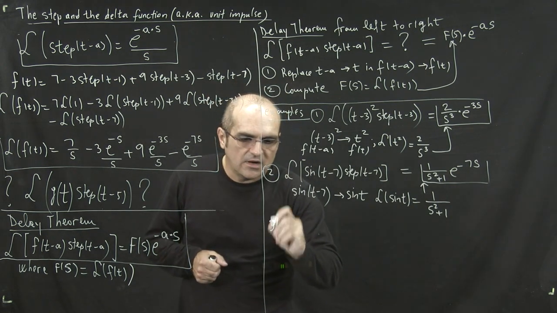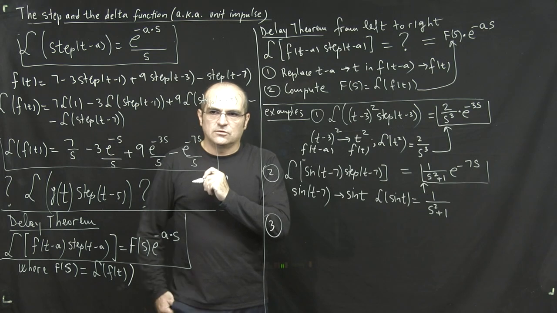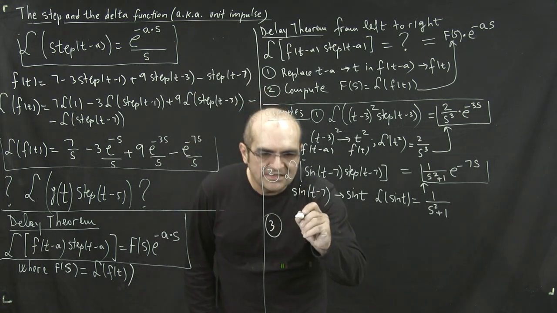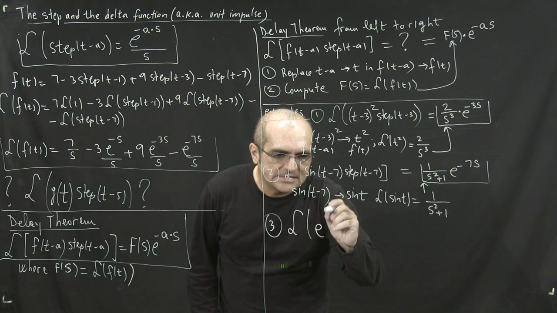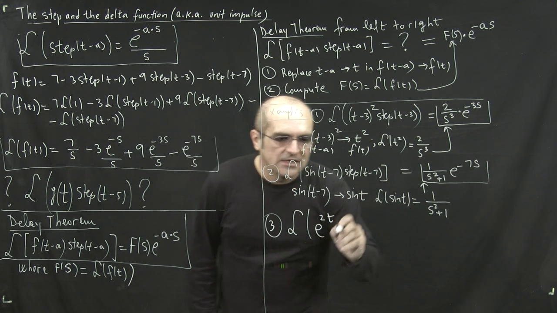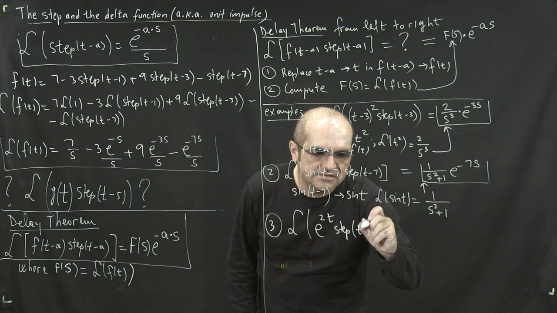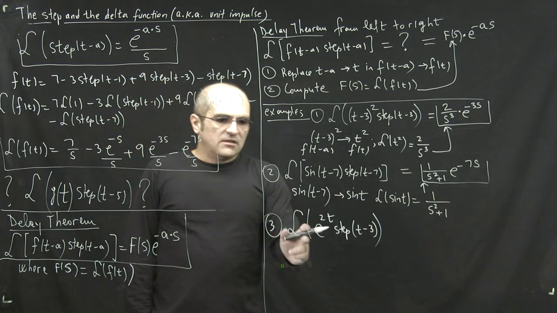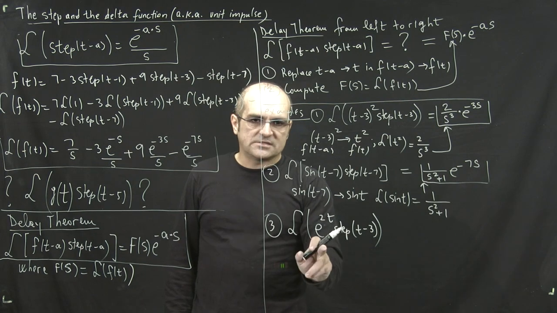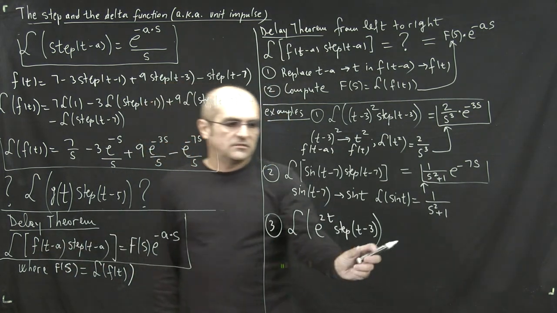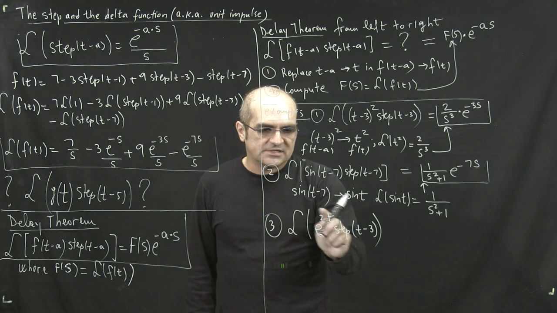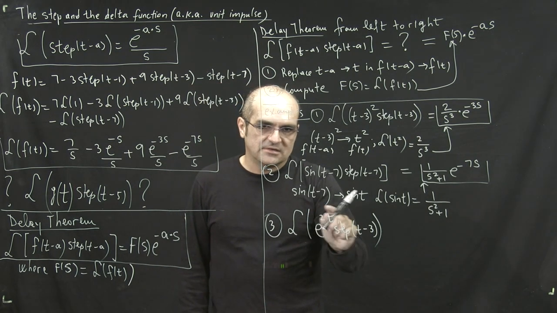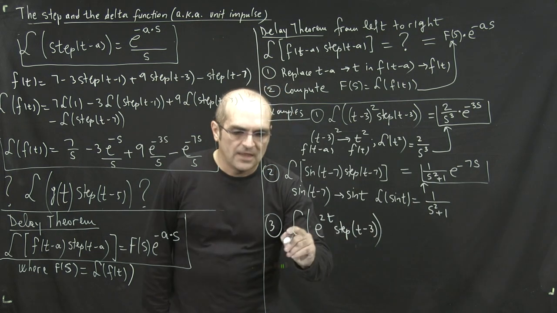Here's an example in which you need to do some algebra before you actually apply the delay theorem. So what if I have to compute the Laplace of e to the 2t step t minus 3, let's say. This is a little bit trickier because if you look carefully, this is not in the proper form. You need this to be a function of t minus a. Now, I have t minus 3. I need to write this as a function of t minus 3 by algebra, without changing the value of the function.